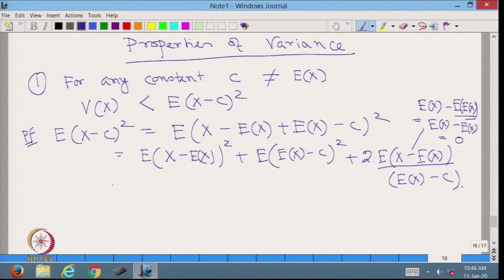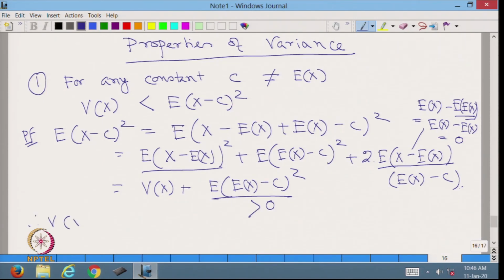Therefore, what we are getting is this term is variance of x plus this term is a positive quantity, it is greater than 0. Therefore, variance of x is less than expected value of x minus c whole square.